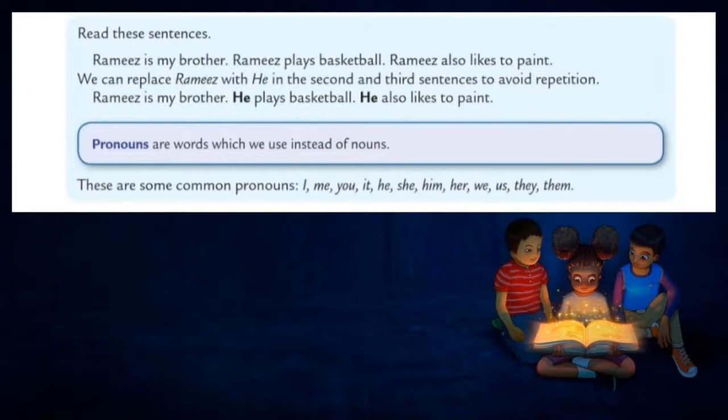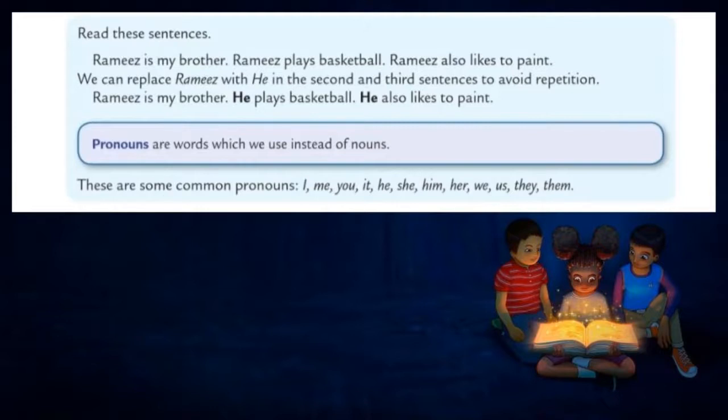Look here. Some common pronouns are I, me, you, it, he, she, him, her, we, us, they, them. These are the common pronouns we often use in our daily life. Okay, students, let us see an example here.